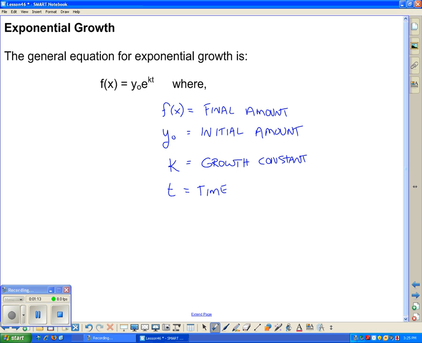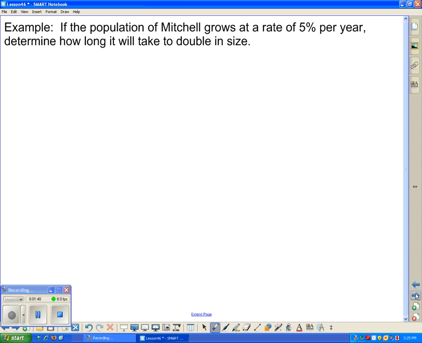Finally, that growth constant. If the growth constant has a value greater than 1, you then have growth. If it is less than 1, then you'd have what we call decay. All right, so there are your parameters for growth and decay. Okay, so switching over to the final example.